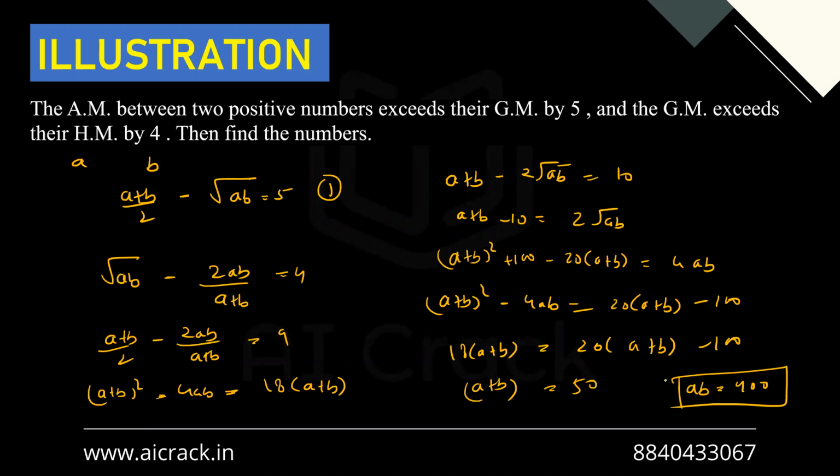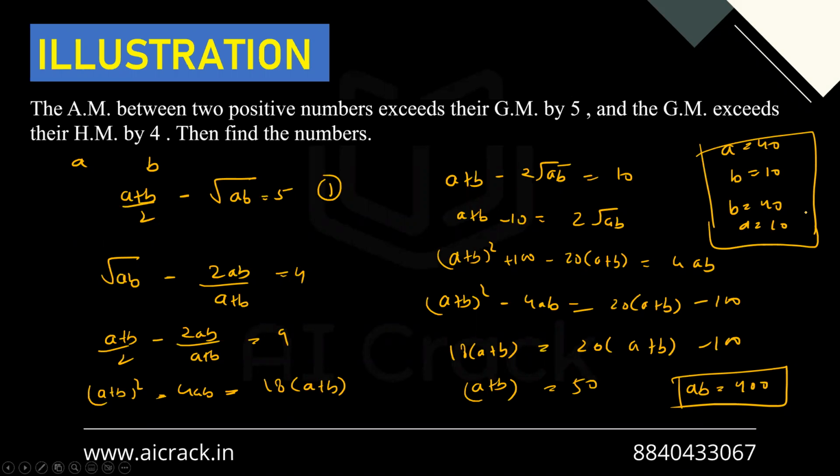Either way, you can do it by quadratic, using A equals 50 minus B, or you can use common sense over here and clearly see that A equals 40 and B equals 10. So A equals 40 and B equals 10, and vice versa, B equals 40 and A equals 10. So these are the possible solutions for this question.